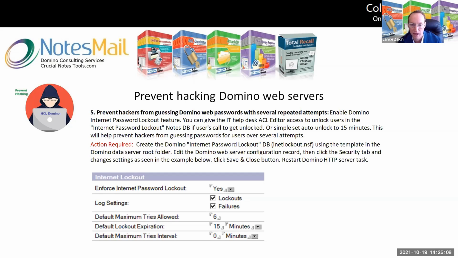Number 5 out of the 7, prevent hackers from guessing Domino web passwords with several repeated attempts. In this scenario, you have to enable the Domino internet password lockout feature. The action required would be to create the internet password lockout database itself using the template in the Domino root folder, and then edit the Domino web server configuration record, click the Security tab, and change the settings as seen below. And you have to restart the Domino HTTP server task.